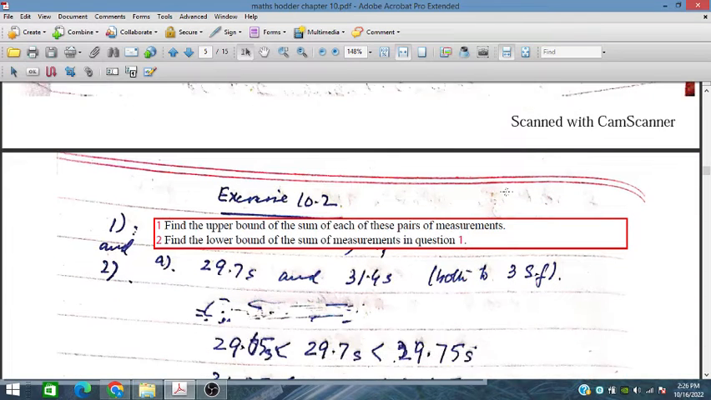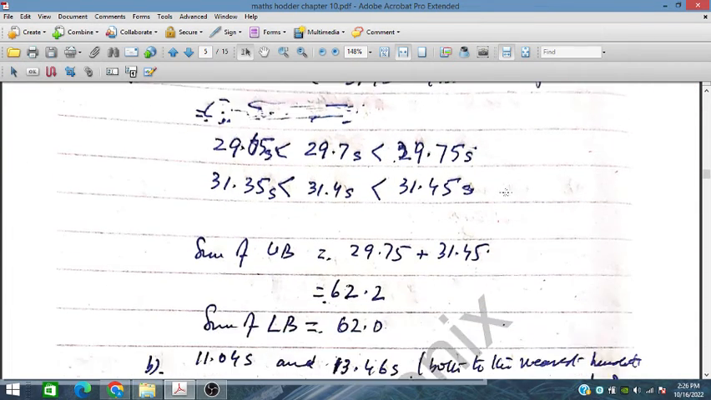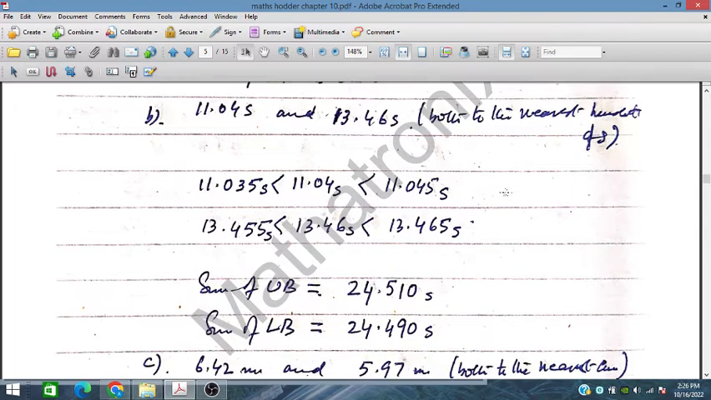Let's move to exercise 10.2. We have these two values, 11.04 seconds and 13.4 seconds, both to the nearest 100th of a second. So 100th of a second means this is the 100th position, this is the 10th, this is the unit. So we have to go to the 100th position. So this 04 can be written as this one, and this 13.06.